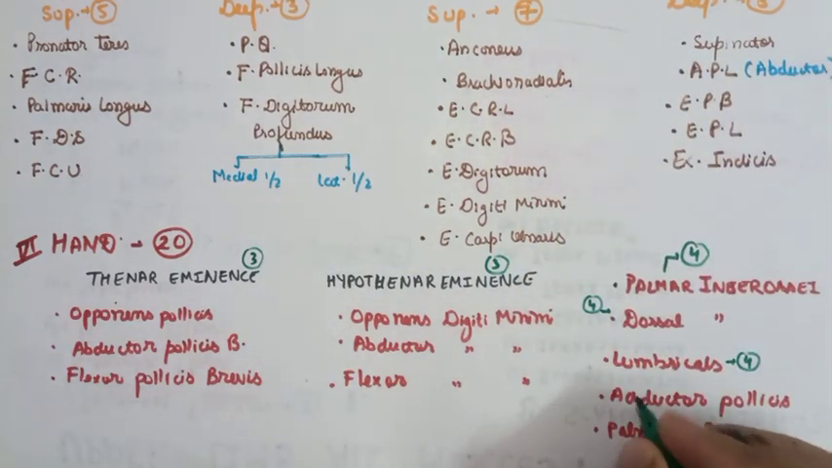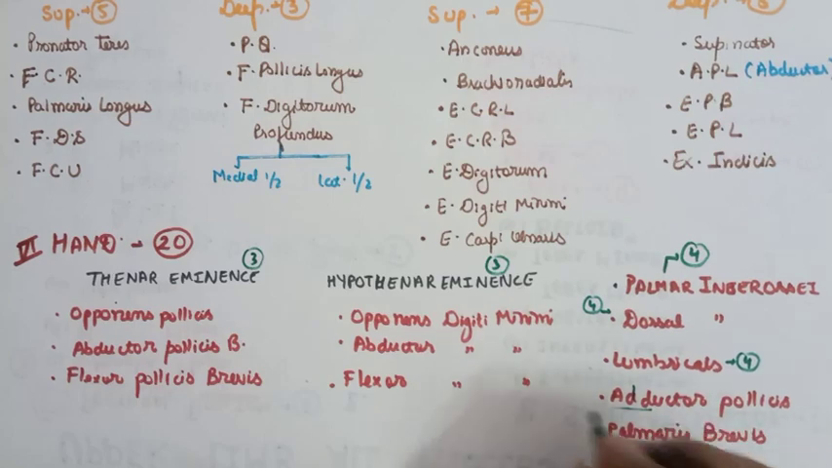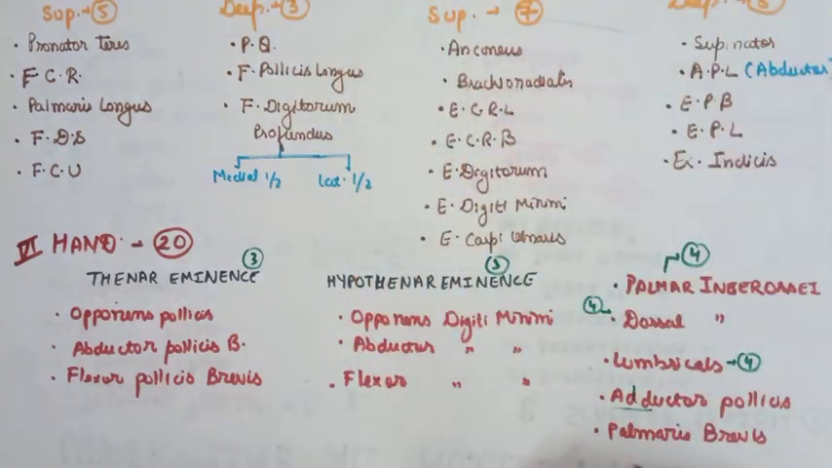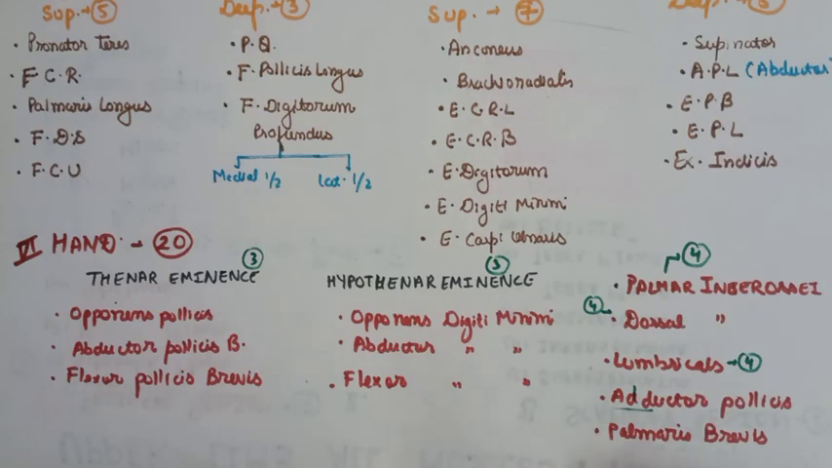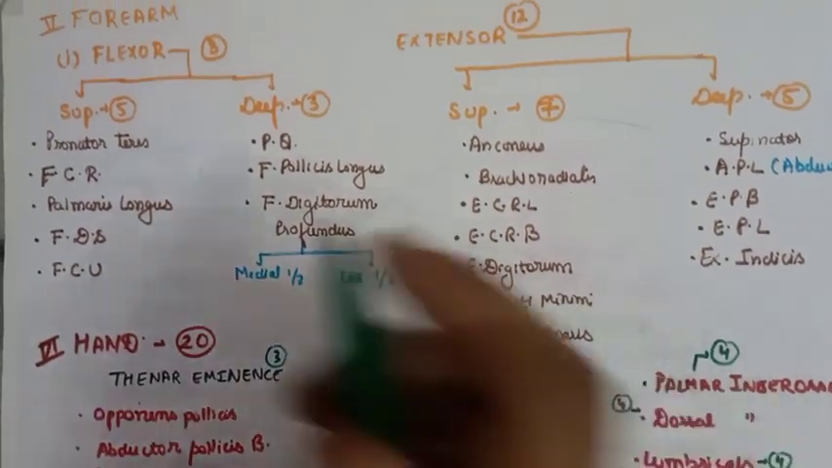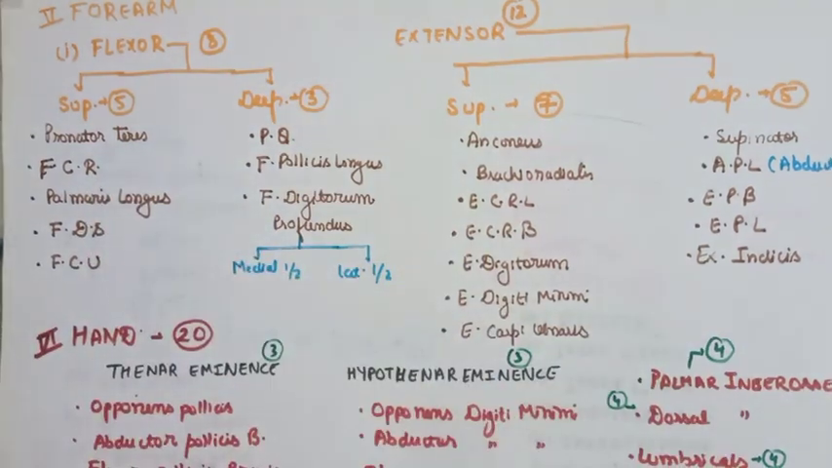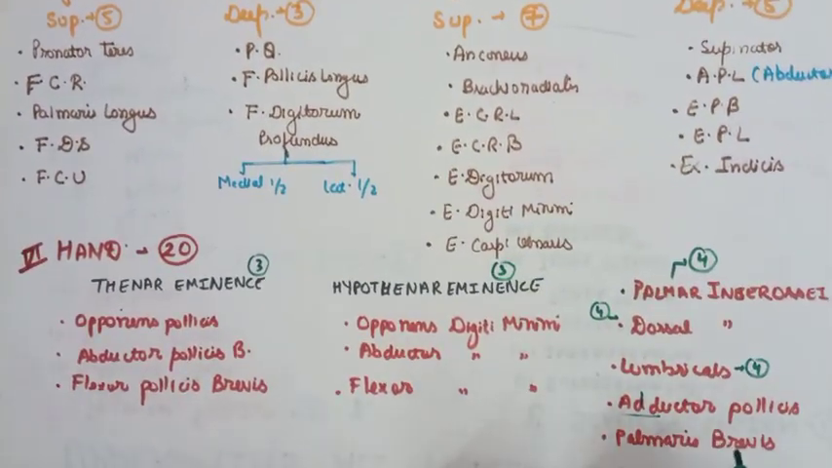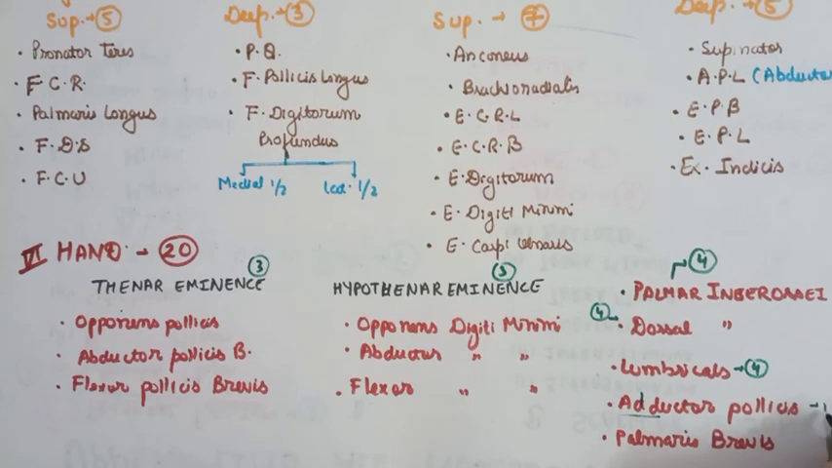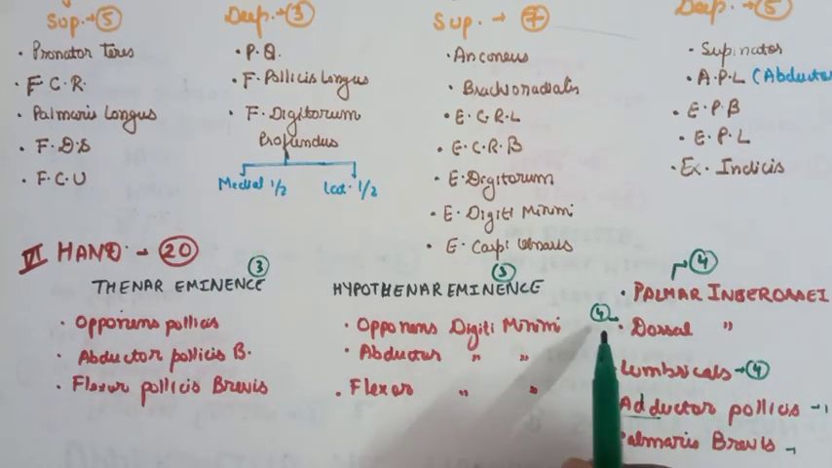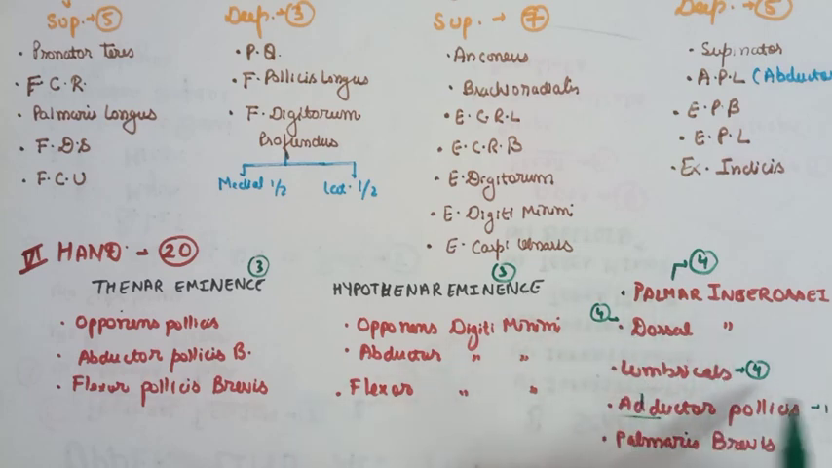Then we have the adductor. See, this is adductor pollicis which is present near the thenar eminence. Then we have the palmaris brevis. What about the palmaris longus? Palmaris longus is a muscle of the superficial group of the flexor compartment of the forearm. So here we have the palmaris longus, and the palmaris brevis is present in the hand, okay. So these are 1 muscle each. If you add the total, 6 plus 4, 10, then we have 10 muscles over here: 4 dorsal, 4 lumbricals, adductor pollicis, and the palmaris brevis.